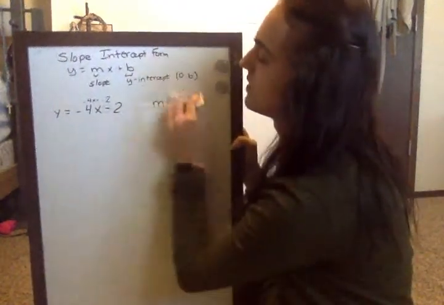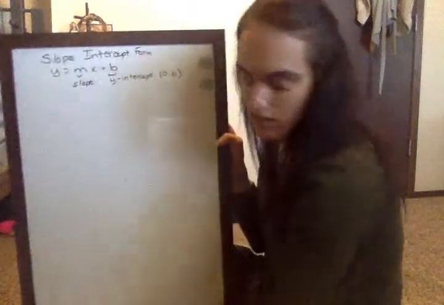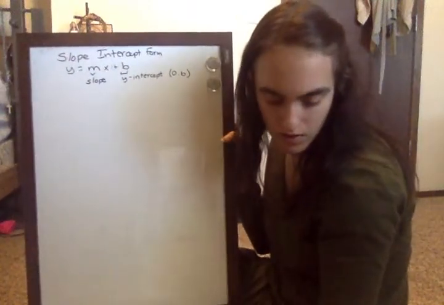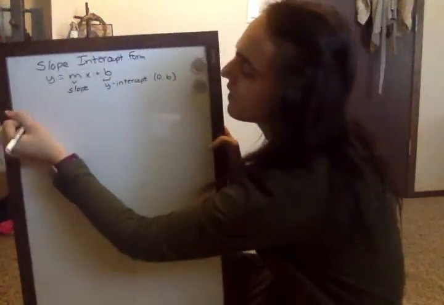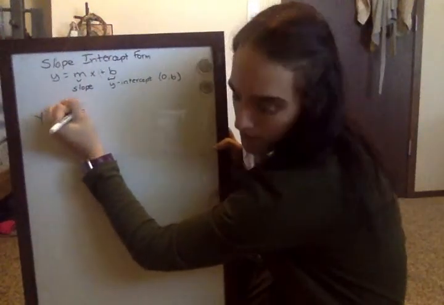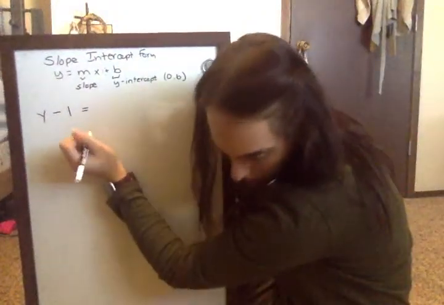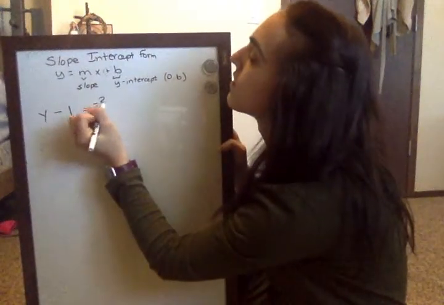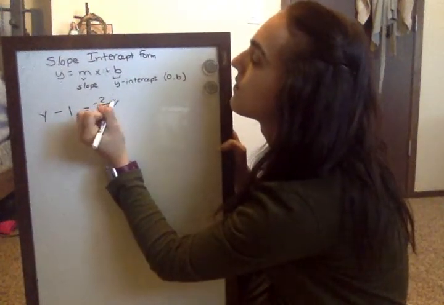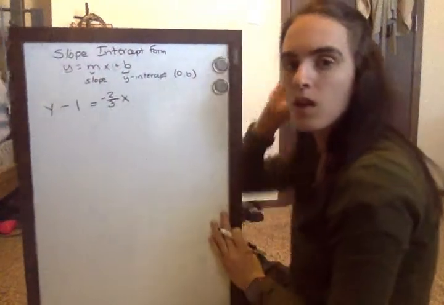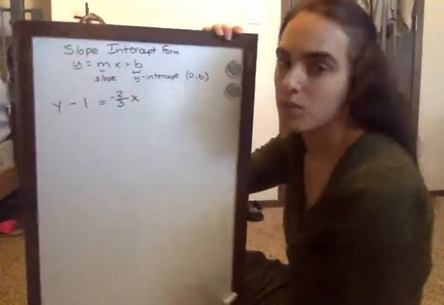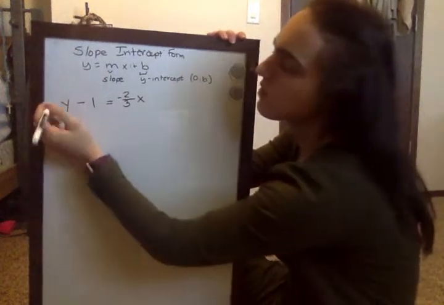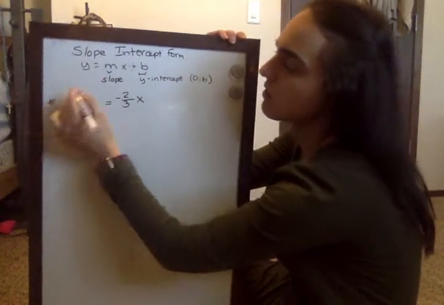So, let's look at a different example. Let's look at something like y minus 1 equals negative 2/3 x. So, I said we can graph from this equation y equals mx plus b. But does this one that I just gave you look like this?